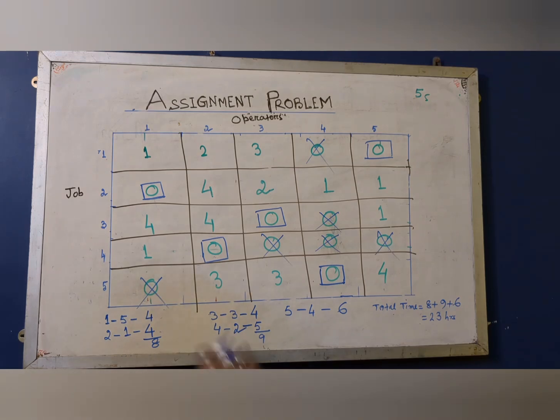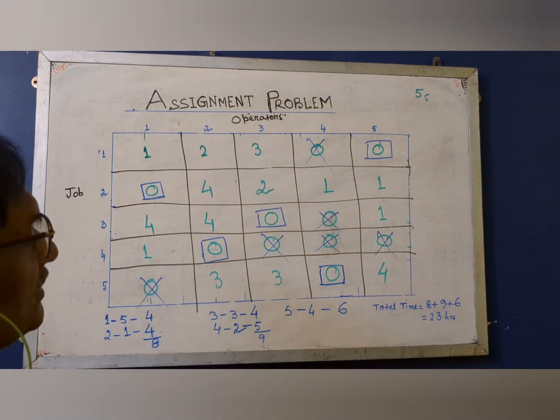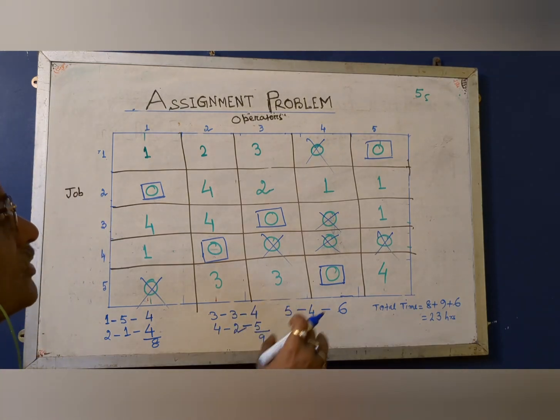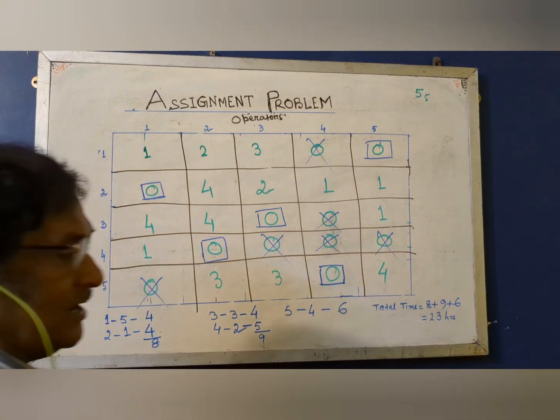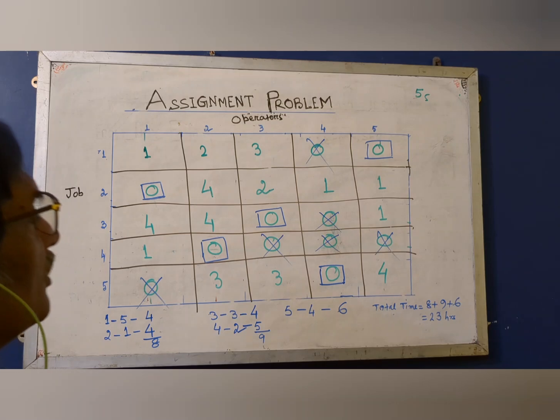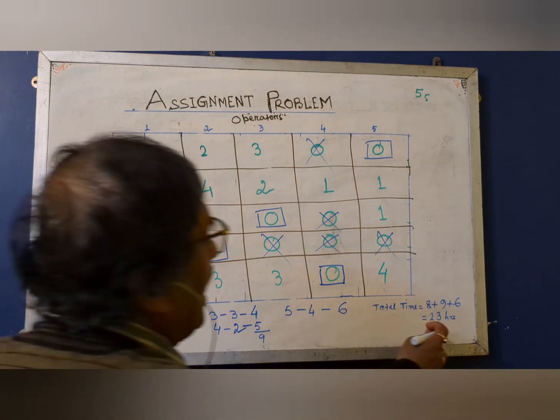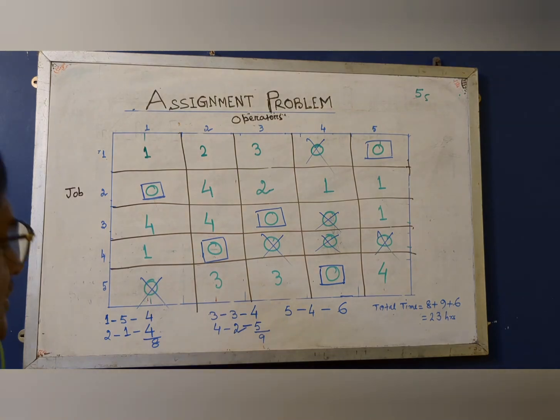You can check by changing the allocation, then you will see definitely the total hours required will be more than this, because this is a special technique called the Hungarian method, by which the assignment problem is solved and the minimum time required by this allocation is calculated. Okay, thank you. In this way, you can solve the assignment problem by the Hungarian method.